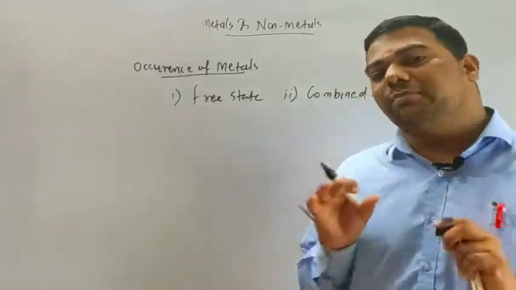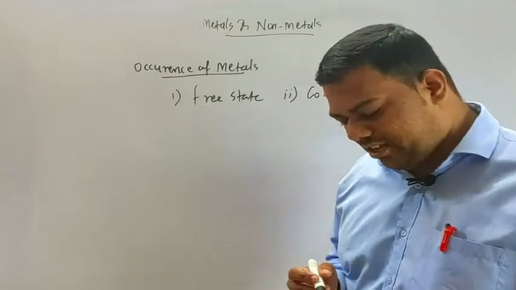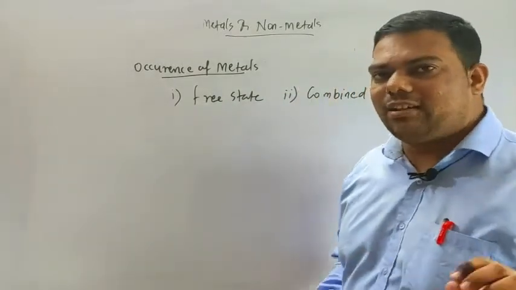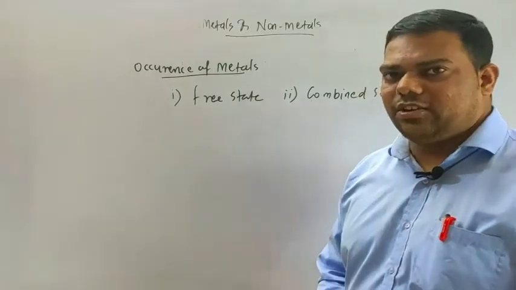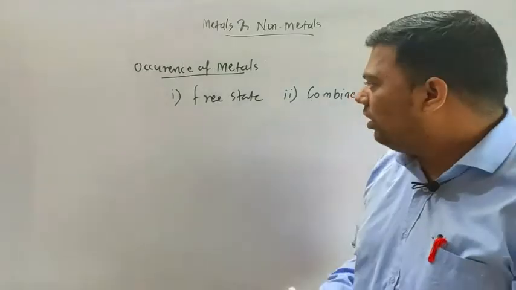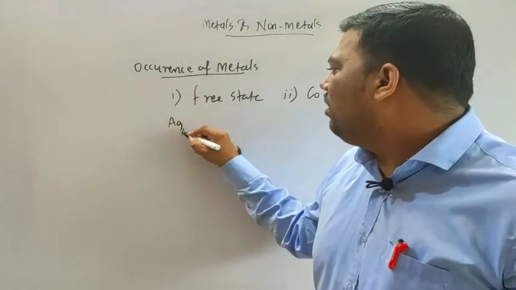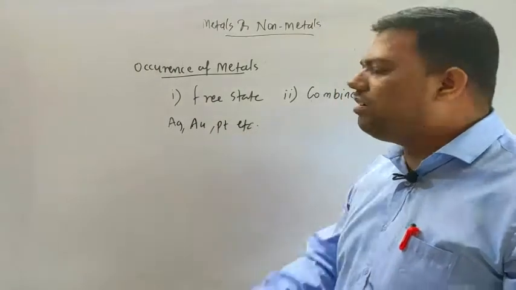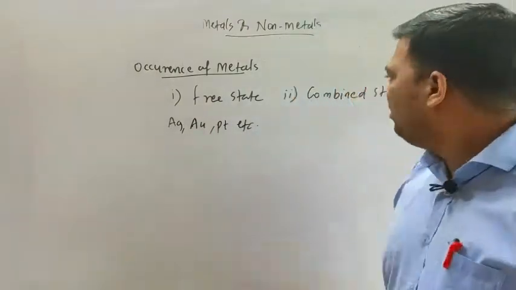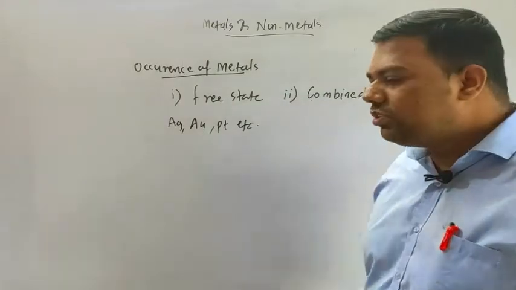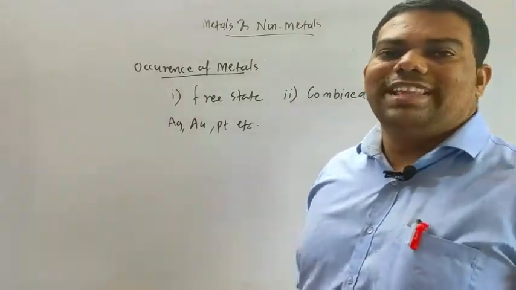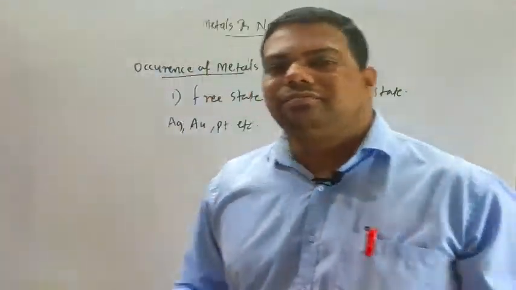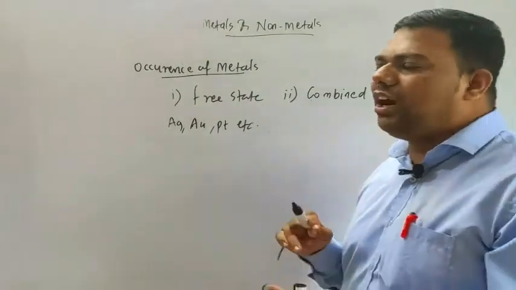Free state means less reactive metals are found in free state, such as silver, gold, platinum, etc. These occur in free state in nature. Combined state means they occur in combined form with other elements.